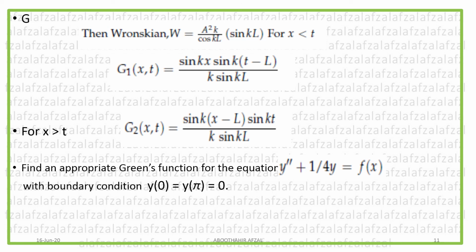So coming to the third question, or the next question, find the appropriate Green's function for the equation y double dash plus 1 by 4 y equal to f(x) with the boundary condition y of 0 equal to y of pi equal to 0. And this problem will be solved in the next video.